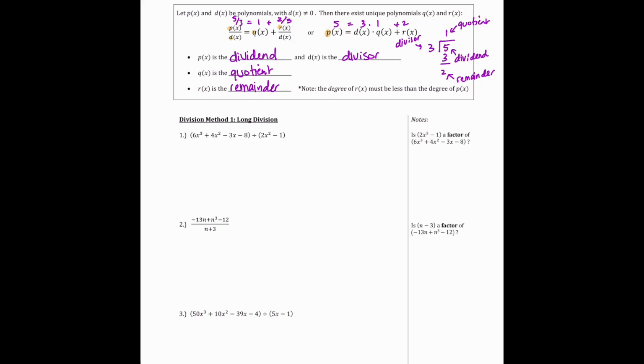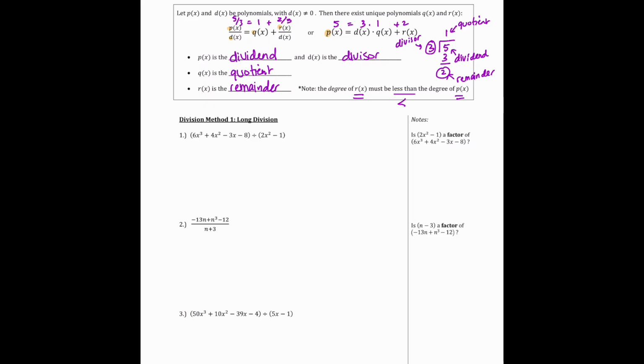Now note that the degree of r must be strictly less than the degree of the divisor, just like the remainder is always less than the divisor. When you're dividing polynomials, the degree of the remainder must be less than the degree of the divisor. So just make sure, because if you're dividing by 3, you cannot have more than 3 left. It'll be less than what you're dividing by.